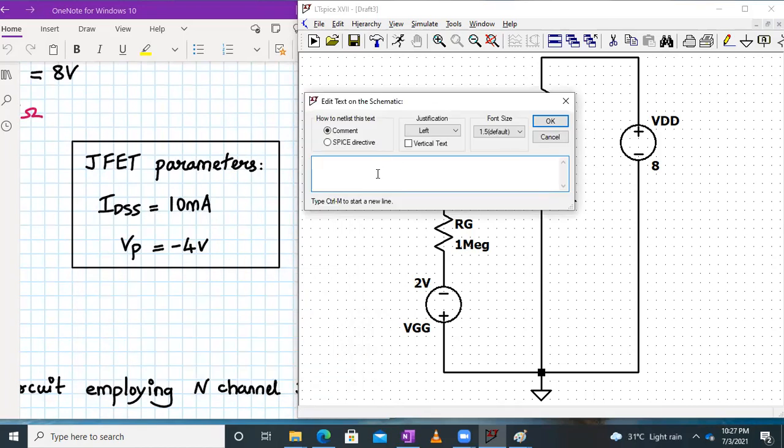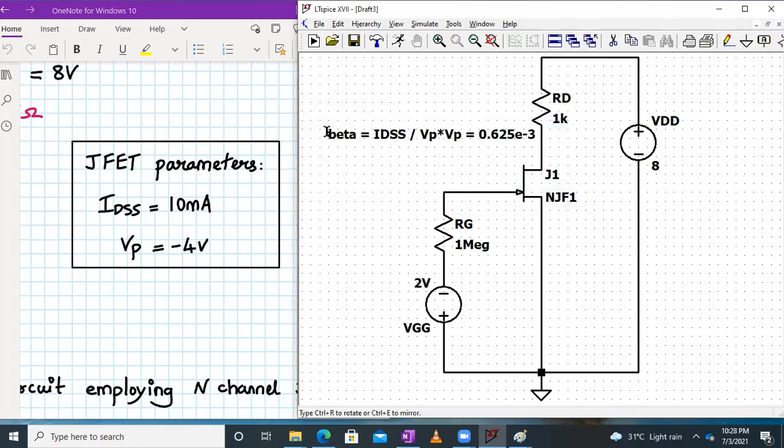that your value of IDSS is calculated using the formula. So over here, there is something called beta, which is given by the formula IDSS divided by VP the whole square. Indirectly, we are calculating. So calculate IDSS, which is 10 milliamperes divided by 4 square, which is 16. So that comes out to be 0.625 into 10 raised to minus 3. So I can write E minus 3. So I've written over here.